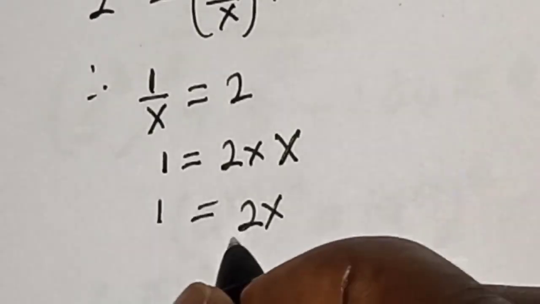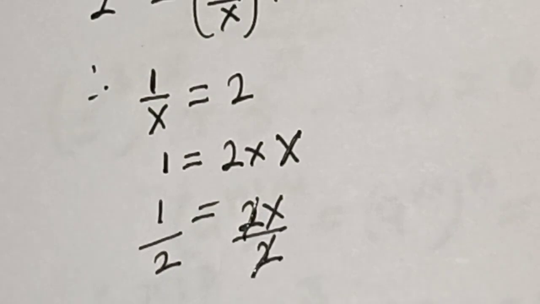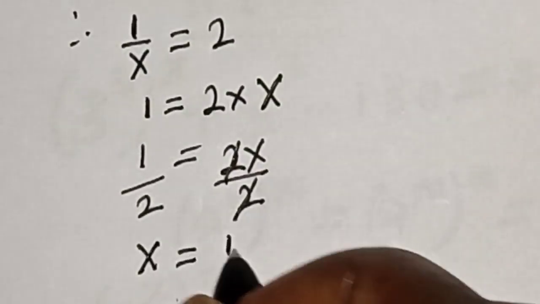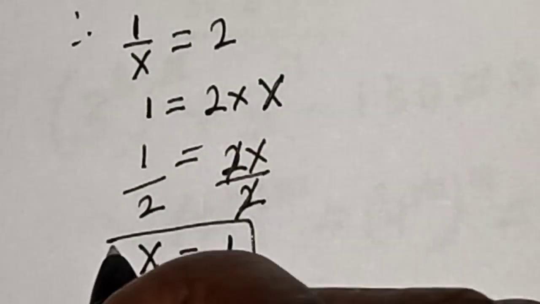Now let's divide both sides by 2. Divided by 2, divided by 2. This will cancel this. s is equal to 1 over 2. And this is the final answer.